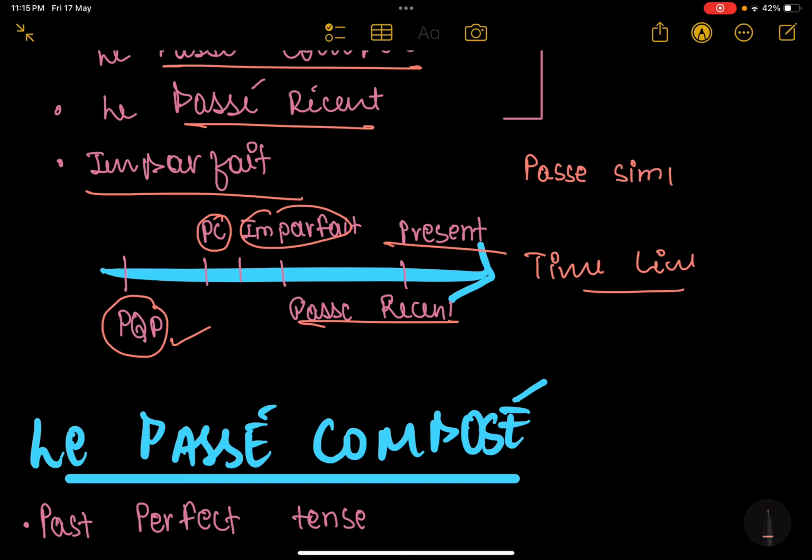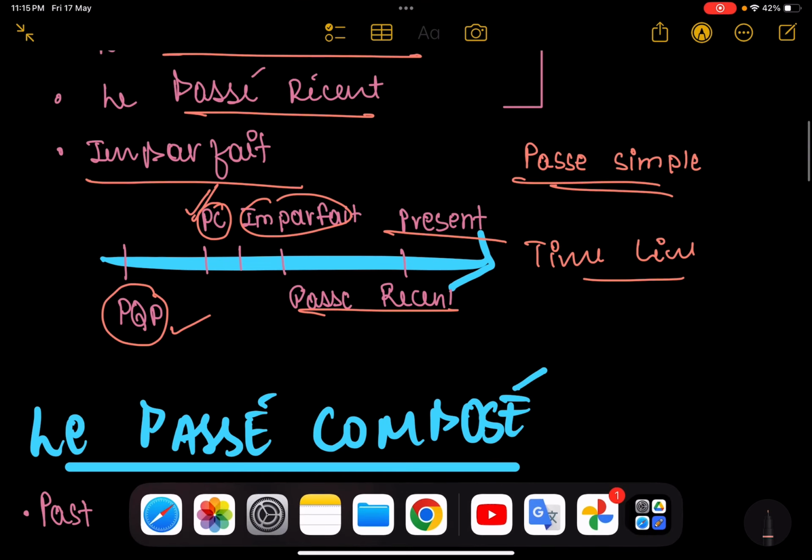Passé simple is like simple past as we speak in the English language, but in French, passé simple is not used that often. Instead of the passé simple, passé composé is used often. But this tense is sometimes seen in stories and all. In the subsequent videos, I'll be dealing with this tense also. So let's start the video.